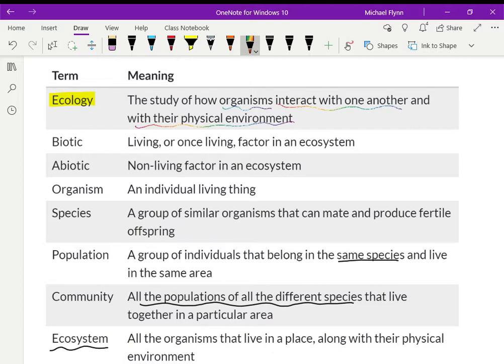Now, the word biotic. Bio means living. Okay, that's why biotic means living or once living. These are factors in an ecosystem. We'll explain what an ecosystem is shortly. But let's say an animal leaves scat, which is poop, on the forest floor. Well, that's biotic material. Okay, it came from a living thing. It's got lots of living bacteria in it. And that's it, right?